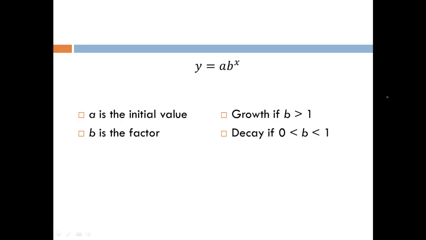Now, a couple things to think about with this factor is that if it is greater than 1, then we have an exponential growth function, so it's an increasing function. But if the factor is between 0 and 1, then we have an exponential decay, so we have a decreasing function.